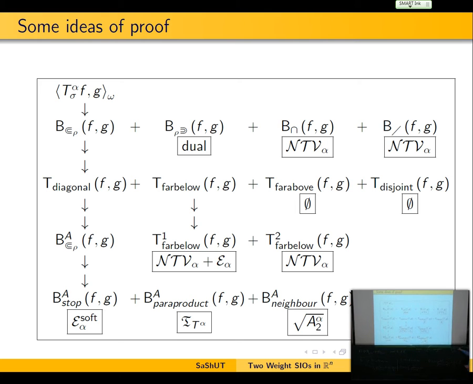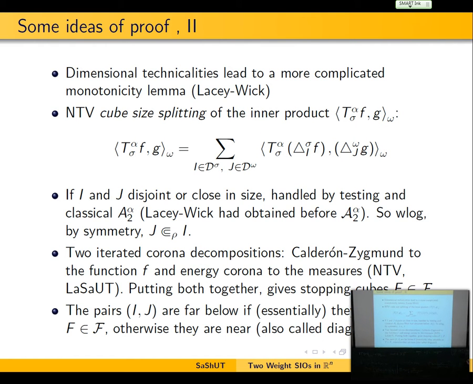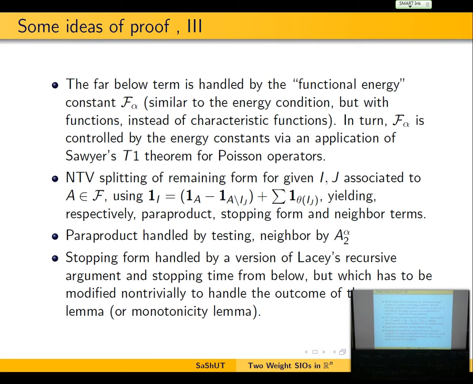So once you are in the local part, there is a certain nice trick, again, that as far as I'm aware, NTV did it first. I mean the first ones, which you have a paraproduct term, which is handled by testing, a neighbor term, which is handled by A2, and a stopping form. And it's a stopping form that you need to apply Lacey's recursive argument, appropriately modified for this context, and it works. Okay? So this is what I just explained.